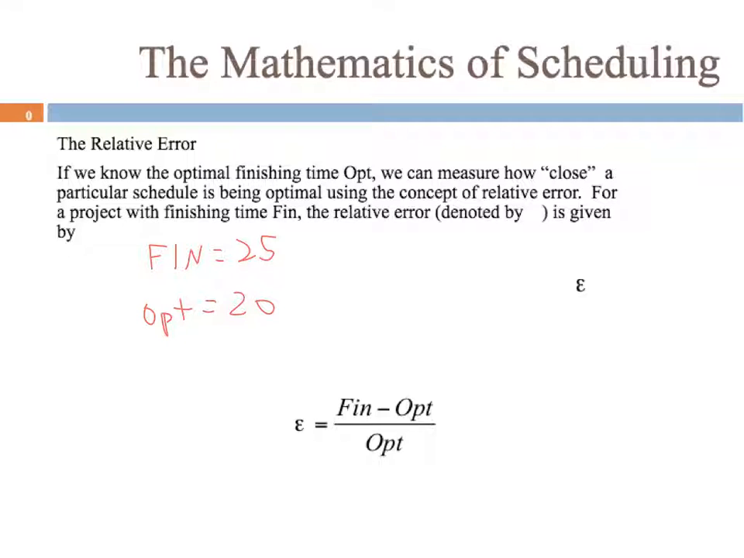Well, to find the error would just be 25 minus 20 divided by 20, the optimal time. So we just get 5 divided by 20. So it turns out we would have been 25% off from the optimal time.